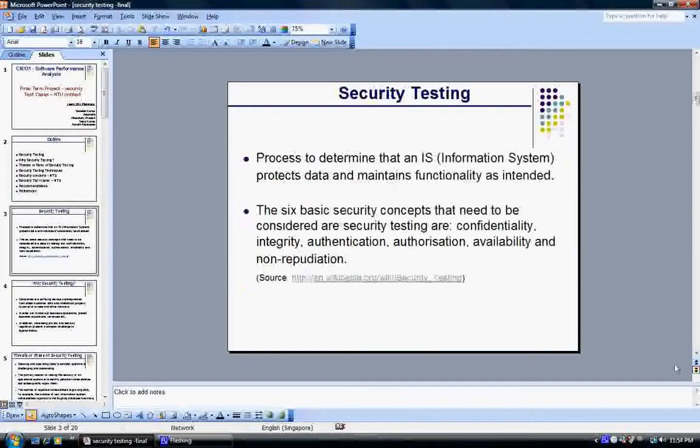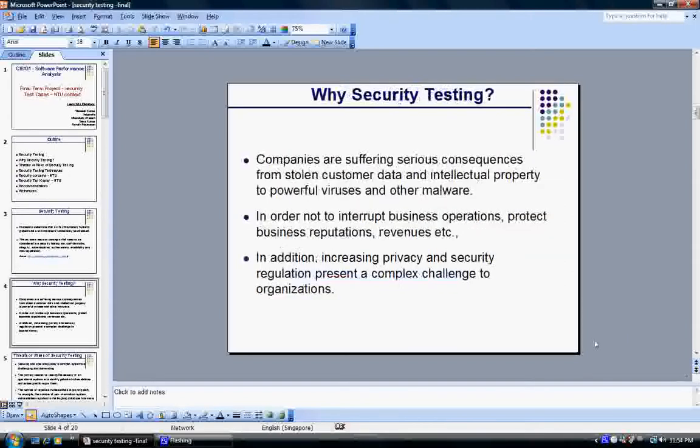Security testing, if you look at different websites, they have different definitions, and different books provide different references of different definitions of security testing. One which we find quite interesting and important is from Wikipedia. It says that security testing is a process to determine that an information system protects data and maintains functionality as intended. The 6 basic security concepts that need to be considered for security testing are confidentiality, integrity, authentication, authorization, availability, and non-repudiation.